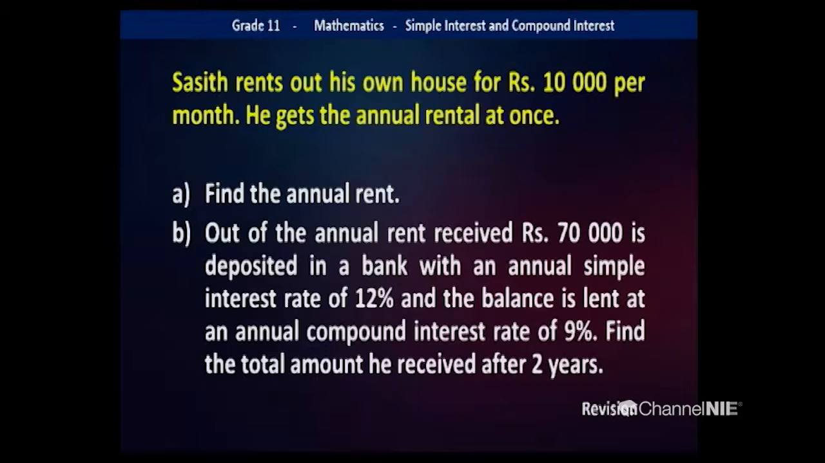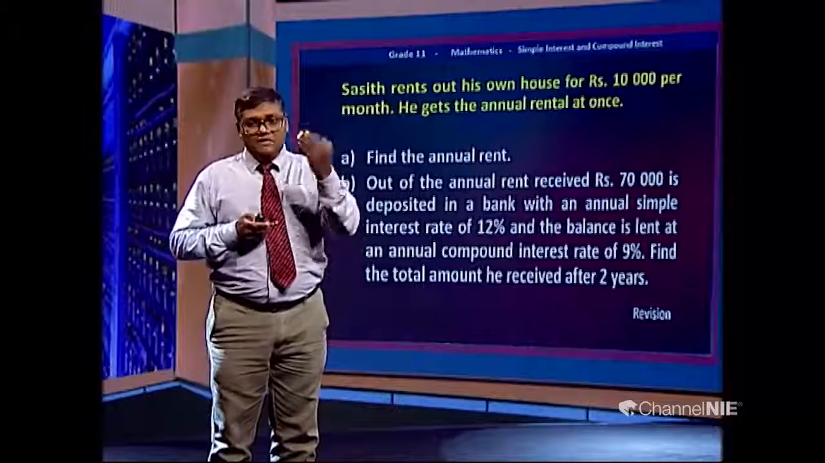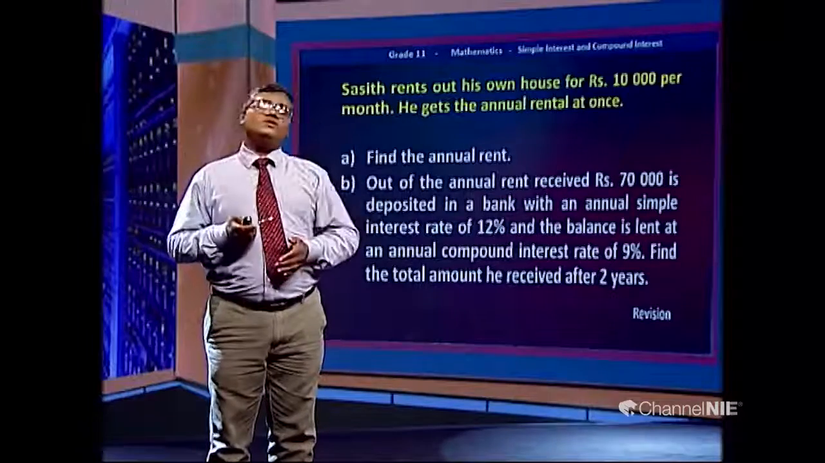They say find the annual rent. Second question, somewhat a big question. Out of the annual rent received, rupees 70,000 is deposited in a bank with an annual simple interest rate of 12%, and the balance is lent at an annual compound interest rate of 9%. Find the total amount he received after 2 years. Keep it in mind. We will answer the questions in the given order.